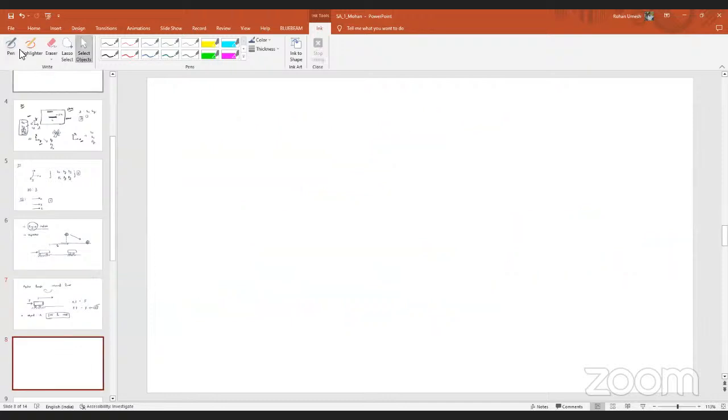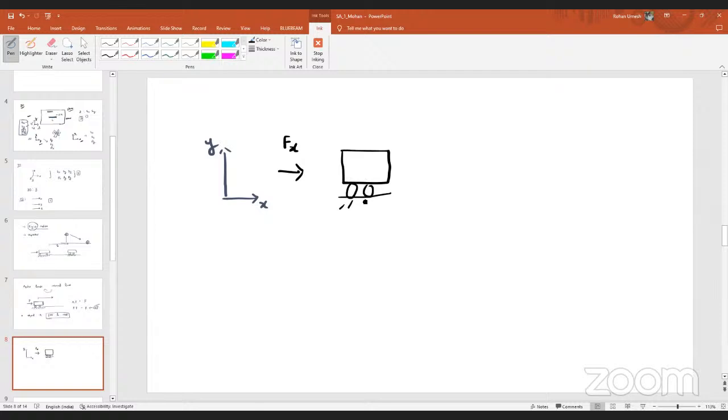So let me come back to the previous problem. Let us say I'm talking about a two-dimensional plane, X, Y. Again, the same kind of thing. If I apply a force along the X direction on an object, let us say the object is like this, what will happen because of the application of the force?